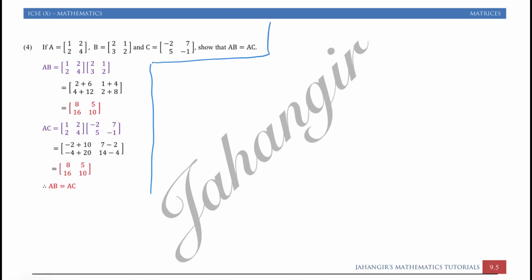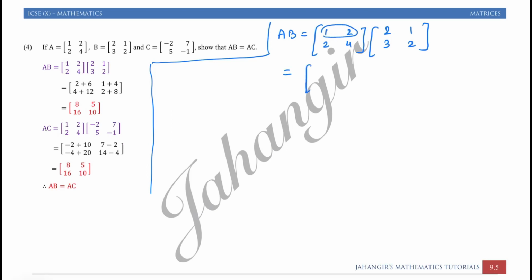A is given, B is given, C is given. You have to show that AB is equal to AC. So first we'll write AB. Let's multiply A into B. A is 1, 2, 2, 4 and B is 2, 3, 1, 2. So A multiplied by B.